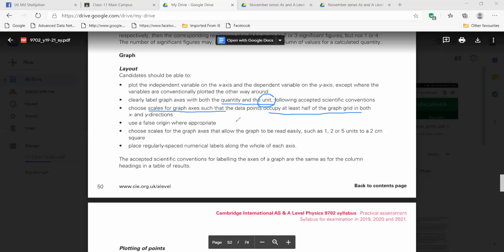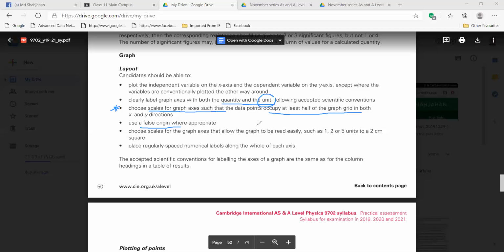Use a false origin where appropriate. Yeah, this one is very important. What I found at the beginning when we started the graph is that students always want to start from zero, right? Origin 0. Yes, sir. But if you are doing this, this point is not satisfied. When you are going to start from 0, 0, then 1, 2, 3, your graph is coming in a way that it's coming to a corner, a small place.